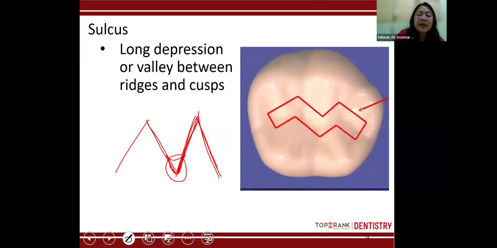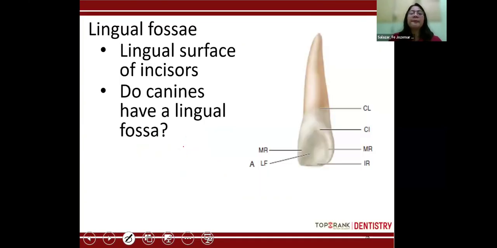Now, kung saan nag-meet yung dalawang slope, itong part na to, yan ang groove. Kung saan nag-meet yung dalawang slope, yan ang groove natin. Pero this entire depression here, you call that the sulcus. So a sulcus is different from a groove.